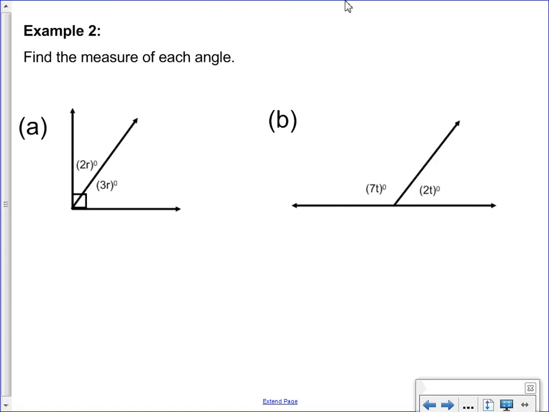Oh, geometry. It is on your paper. I can write notes. Here we go. Here's where geometry and algebra come together. For the first one, it says find the measure of each angle, but we also have variables to solve for. So you must set up an equation to solve for the variable. What's the first equation?